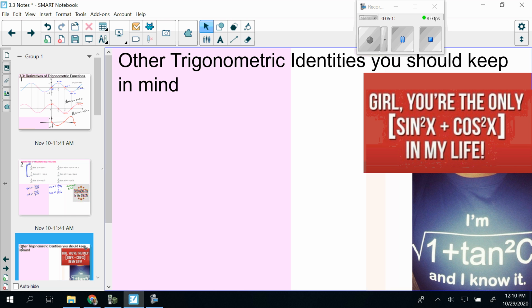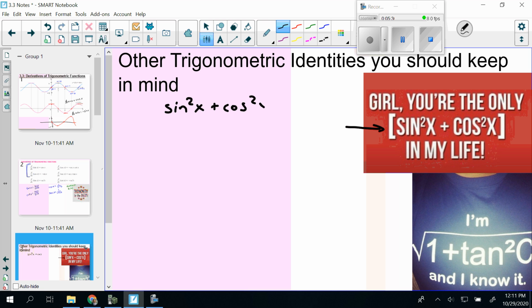All right, some other trig identities you should keep in mind that could pop up when doing some of these, or maybe you need them to simplify some of these trig derivatives. One is, what is sine squared plus cosine squared equal to? When you're doing trig stuff, that's that Pythagorean identity from unit circle, that equals 1. So that kind of fills in the joke over there.